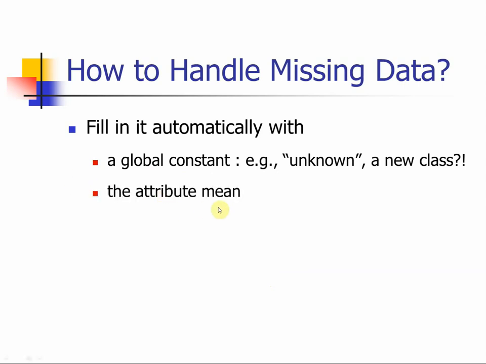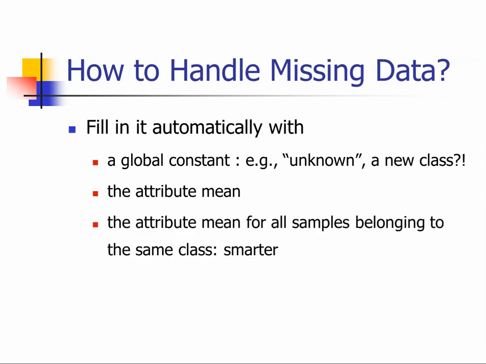The other one is finding the average. Instead of using the global value of the overall situation, we can look into this data set, try to find out what the average height is in this set of data, and fill in that value.